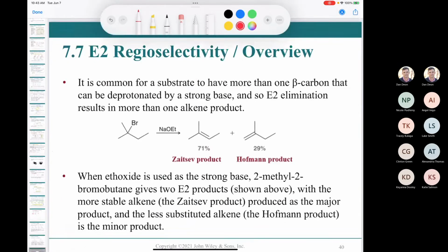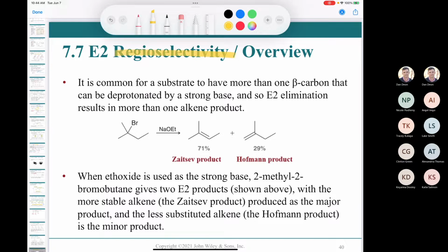And that brings us to section 7.7, where we look at the regioselectivity of elimination reactions. The regioselectivity of an elimination reaction. What does the word regioselective or regioselectivity mean to you? To me, it means I've got a region and I'm going to select one region over the other. It's selective for one over another.